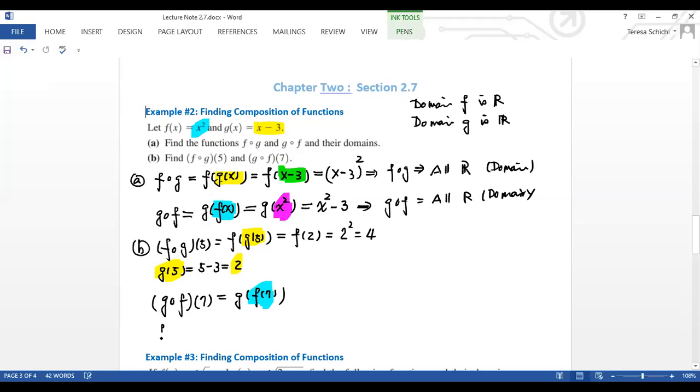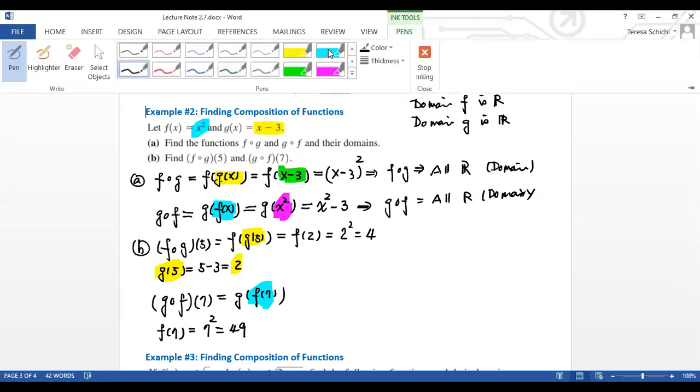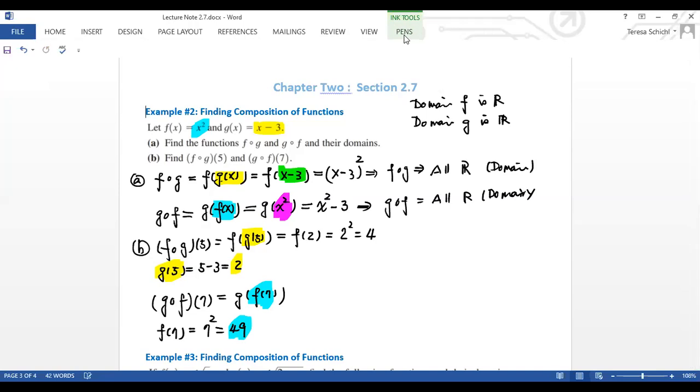So let's see f of 7. You use the f function, so it's 7 squared. So what is it? It's 49, right? So you find f of 7 is 49. Then you plug it back into g, right? So this is g of 49.